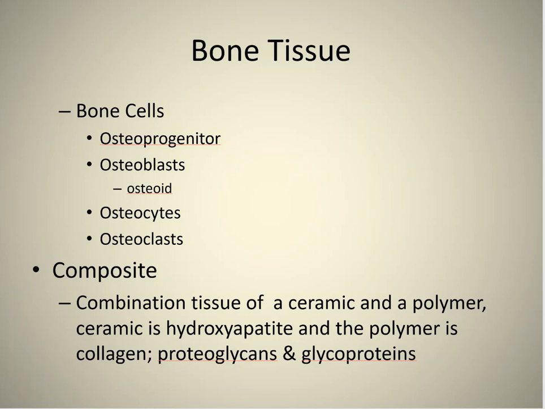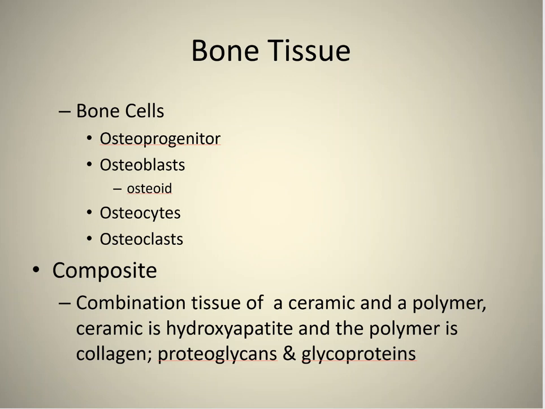Okay, continuation on bone tissue. Slide 9, bone cells. Remember, osteo is the prefix for bone. So it's osteoprogenitor cells, which are really cells that haven't made up their mind what they're going to do. Osteoblasts, which are going to become osteocytes. Osteocytes, which are mature bone cells, and osteoclasts, which break down bone.